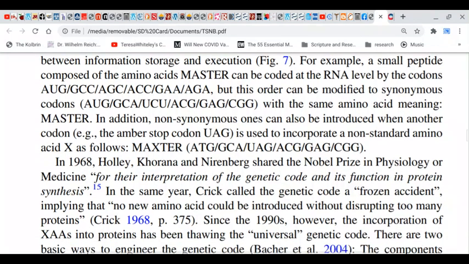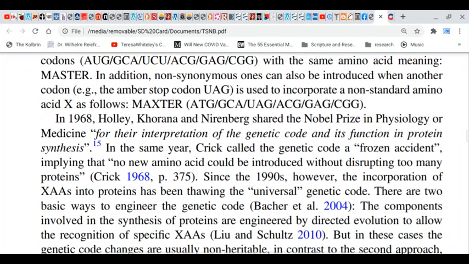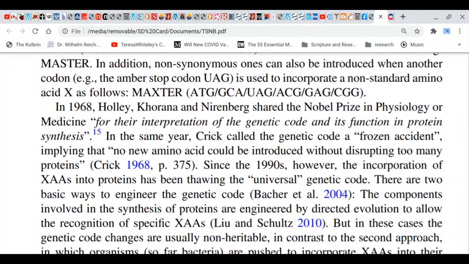In 1968, Holley, Khorana, and Nirenberg shared the Nobel Prize in Physiology or Medicine for their interpretation of the genetic code and its function in protein synthesis. In the same year, Crick called the genetic code a frozen accident, implying that no new amino acid could be introduced without disrupting too many proteins. Since the 1990s, however, the incorporation of XAAs into proteins has been thawing the universal genetic code.